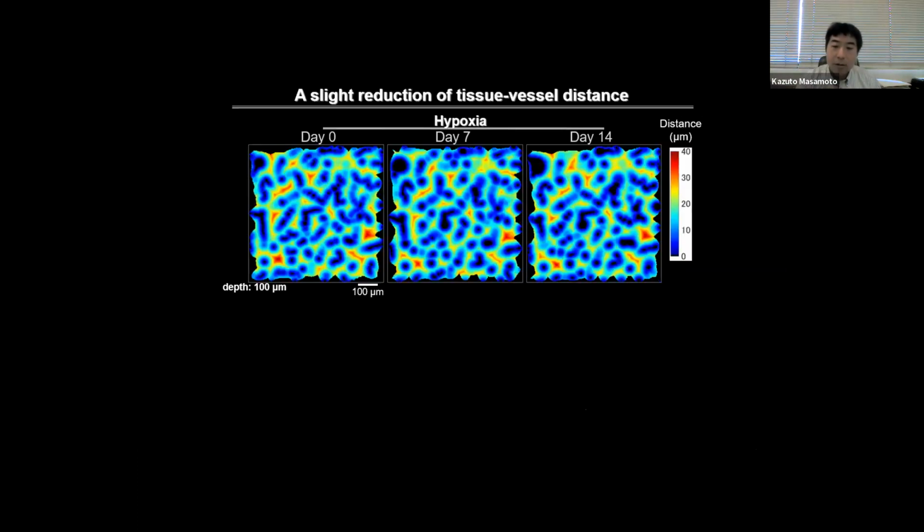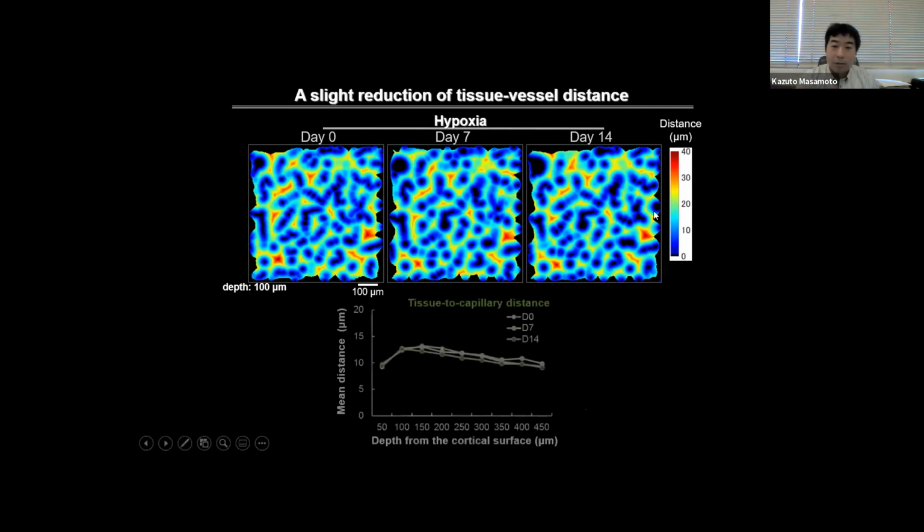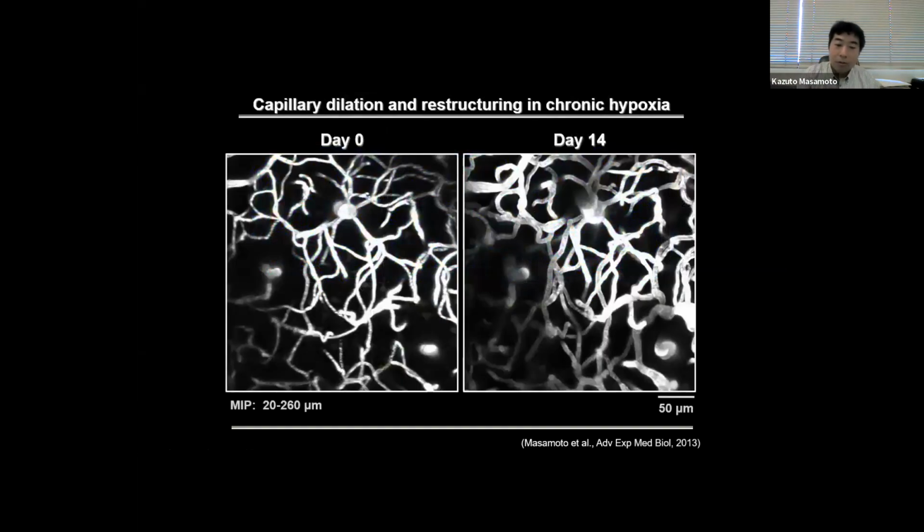But this is not so effective at shrinking the diffusion distance. Only a 1 micrometer change, so you cannot see a very big difference. The color indicates the distance from tissue to the blood cells. So even though the capillaries dilated, there is almost no effect on the tissue to capillary distance. So they need to increase the networks to improve the oxygen diffusion.